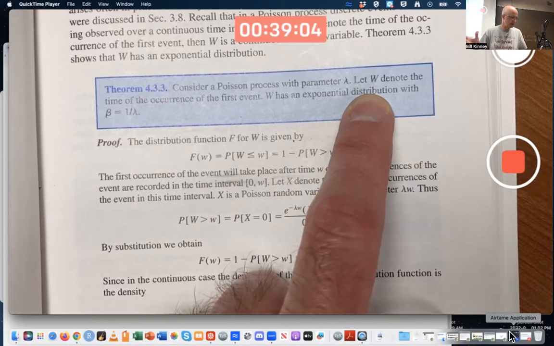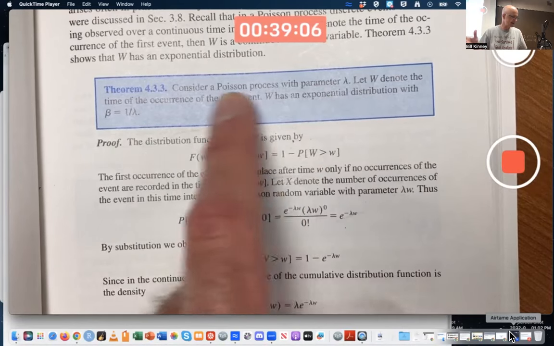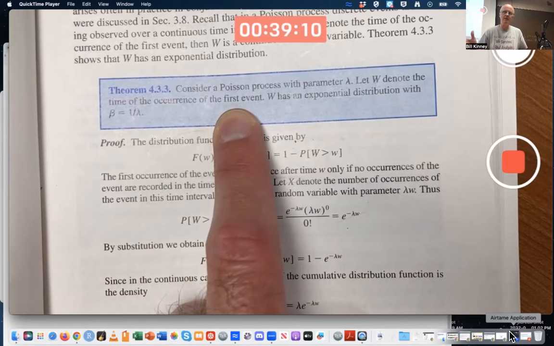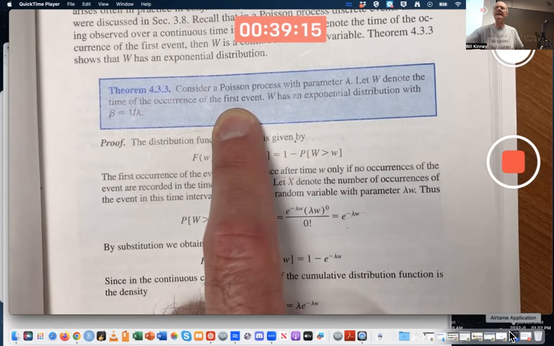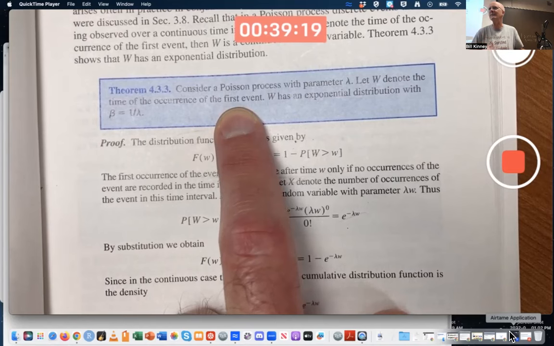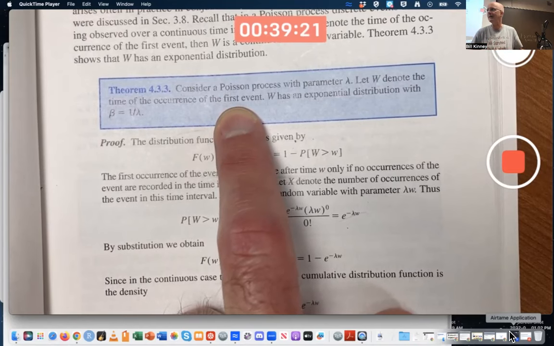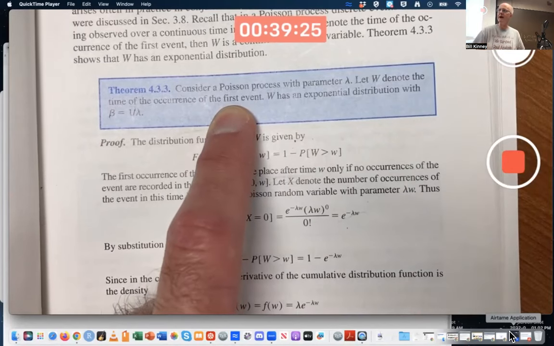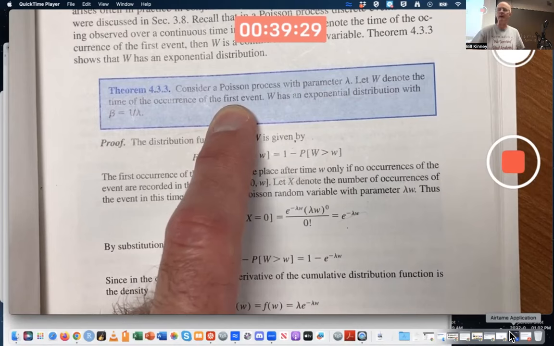W is not counting the number of occurrences, it's the time of occurrence of the first event. First event. Well, how is that different than maybe just the next event? The answer is it's not really different. It's the first event from the current moment in time. Yes, earthquakes have happened in the past, but now we are at a new moment in time, that is time 0, and we're thinking about waiting until the next occurrence, which we're now calling the first occurrence.